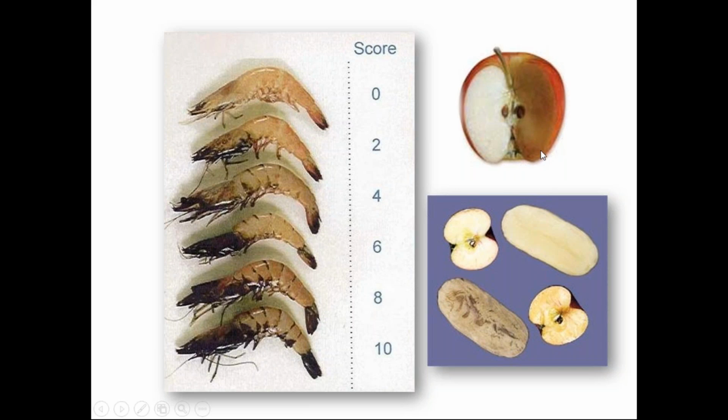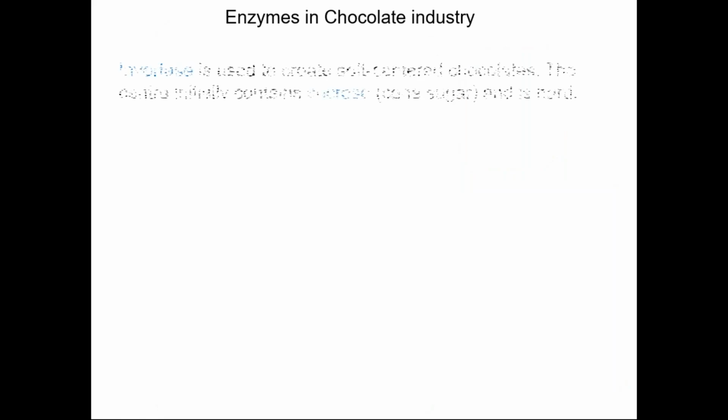So here is a browning of the apple. Here you have browning of the potato slices, and so you have to inhibit the enzyme. Although now by genetic engineering we can also prevent the browning by suppressing the enzyme expression with a technology called the antisense mRNA technique. So the enzymes are also important to the chocolate industry.